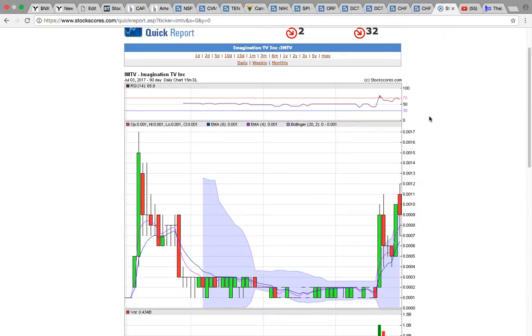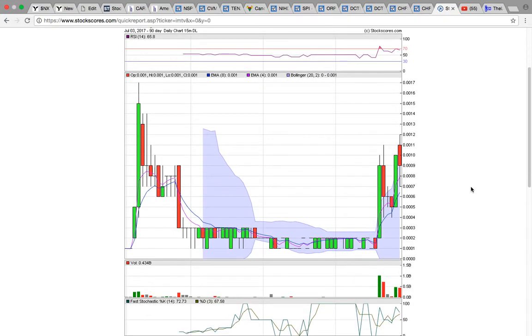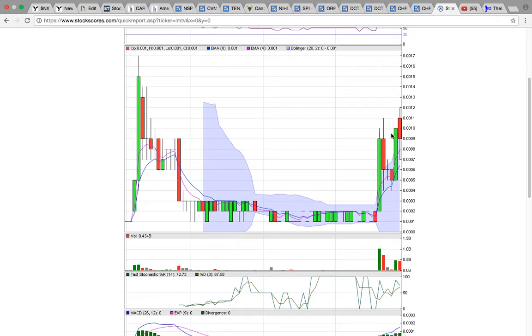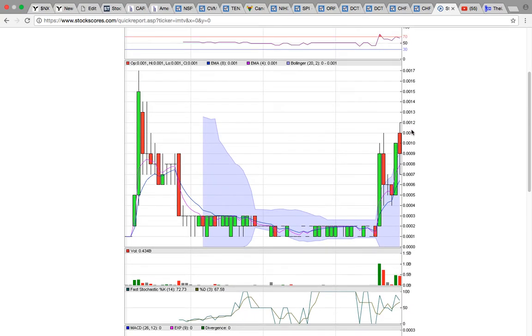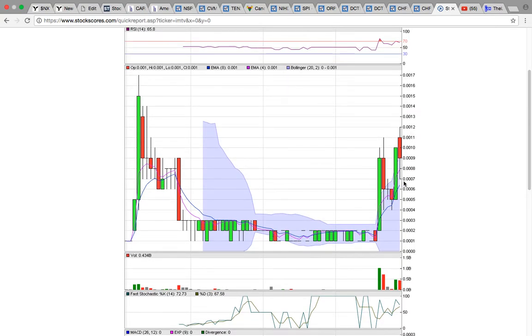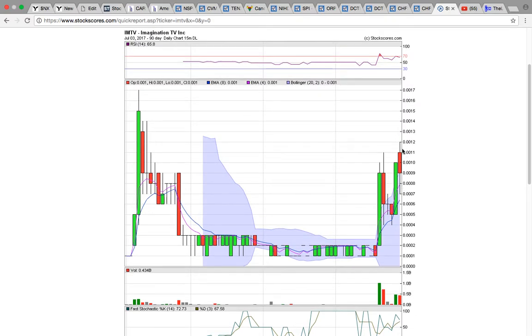Okay, and one more for you. Keep an eye on IMTV. Okay, this stock is still in an uptrend. We're looking for a break now above 0.001. It bounced off of 7. It's still above EMAs 4 and 8 on this chart. If it can get above 0.0010, it could run back up here to 0.0015. So keep an eye on this ticker.